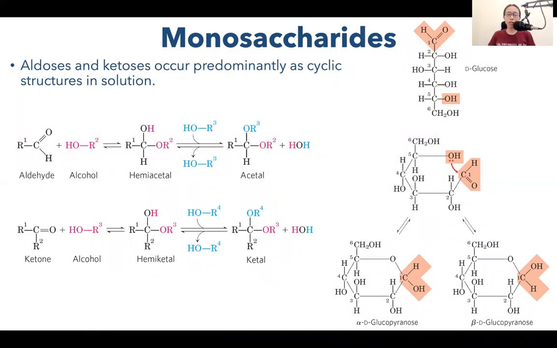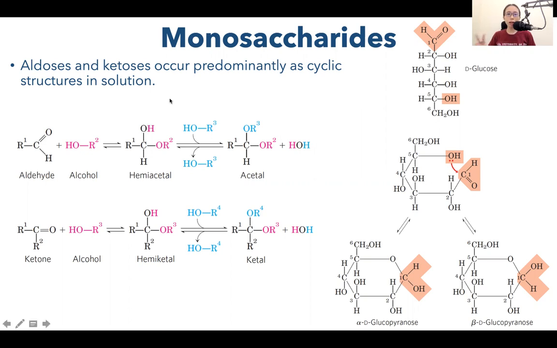Your aldoses and ketoses actually occur predominantly as cyclic structures in solution, but not all of them. So most of your 4-carbon aldoses and ketoses can form cyclic structures, while all of your 5-carbon and 6-carbon aldoses and ketoses occur predominantly as cyclic structures. This is because of the tendency of your alcohol and aldehyde functional groups to react with each other.